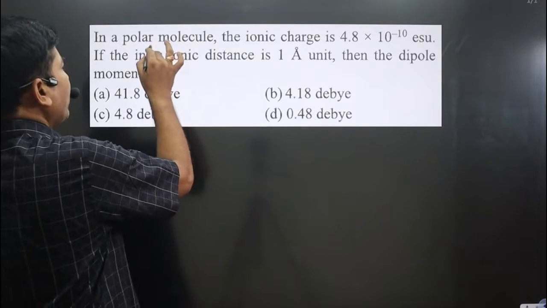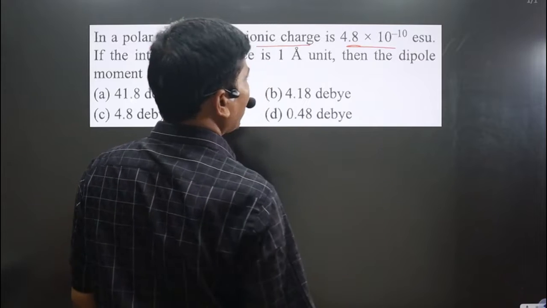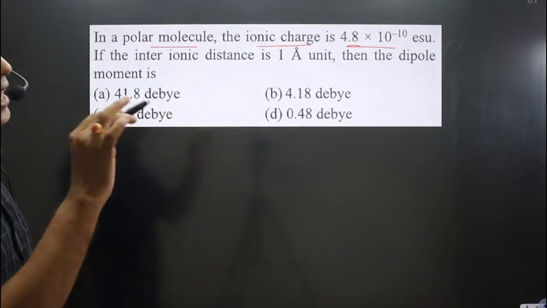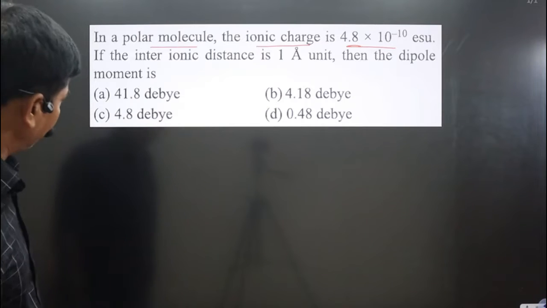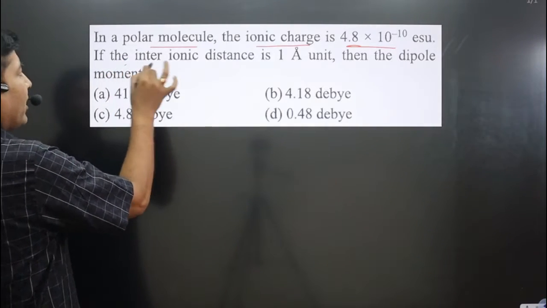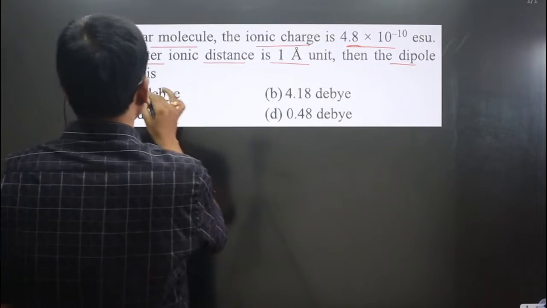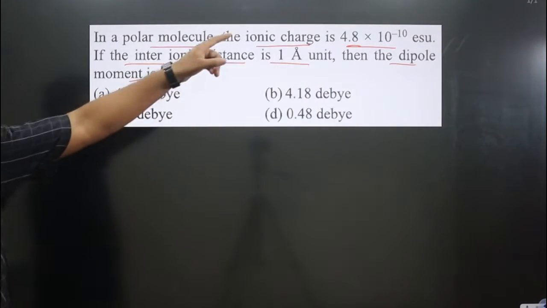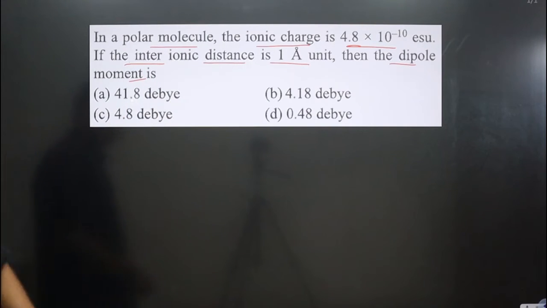The question says in a polar molecule the ionic charge is 4.8 multiplied by 10 to power minus 10 ESU, that is electrostatic unit. If the inter-ionic distance is 1 angstrom, then what is the dipole moment? You can see in this question charge value is given and distance value is also given. We have to calculate dipole moment.